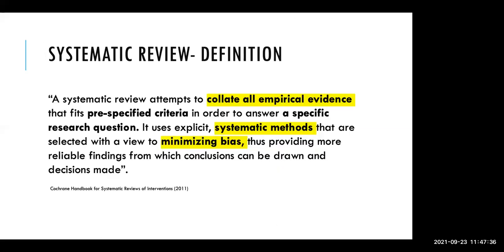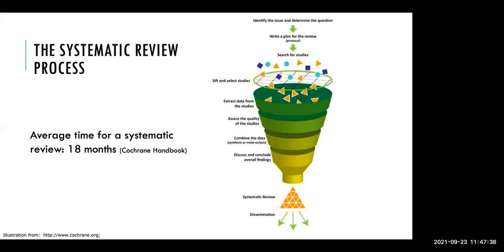And so we can go directly to this, I think. So this is the structure of the systematic review process, where you see that we start with identifying the issue and determine the question, and we write a plan. This is a very important part, and something that also differs systematic reviews from literature reviews or any other reviews, that it is a requirement to have a research plan for the project.